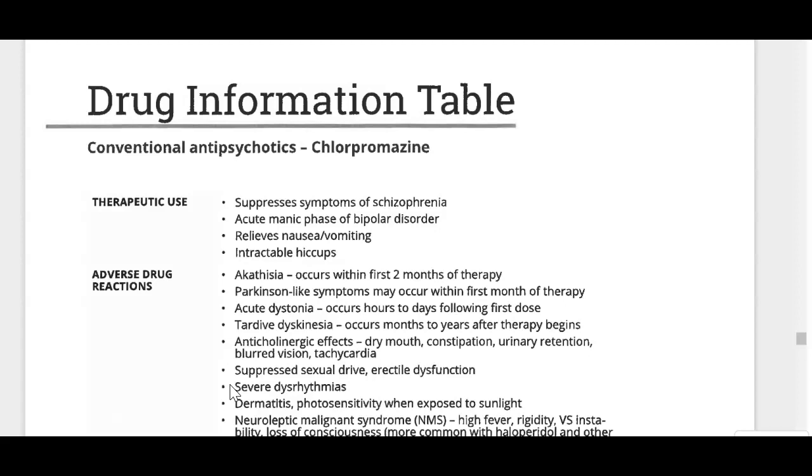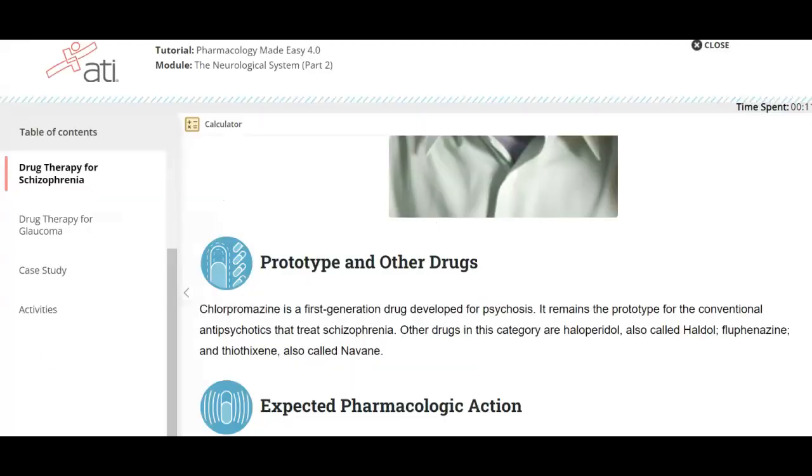So chlorpromazine is your prototype drug. The brand name is Thorazine, but also haloperidol, or the brand name Haldol. And if we flip back over to ATI, you can see the haloperidol here, and Haldol is the brand name. That's also a very commonly used one. So even though ATI lists Thorazine as your prototype, Haldol is also very common, and I want you guys to be aware of that one too.